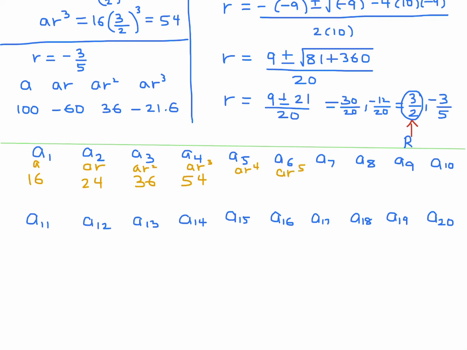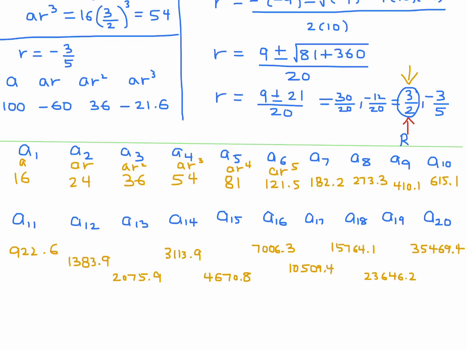If you have a calculator, and calculators are allowed, you can easily just put in r equals 3 over 2, and then just keep multiplying by 3 over 2, and you'll get each of these. If you do, you'll get 81. But then you start getting values with decimals, 121.5, 182.2, and so on. So I'll write them all in. As you can see, when you do them all, the only ones that end up becoming integers are the first 5. And then after that, you get all these decimal values.